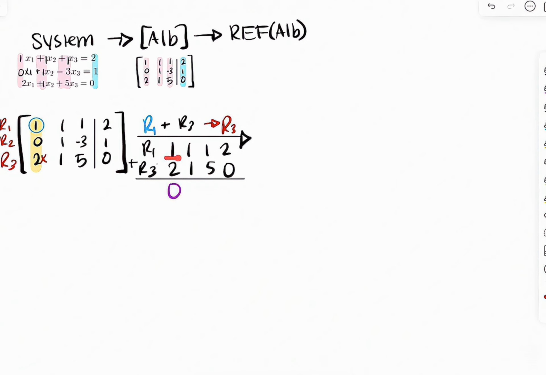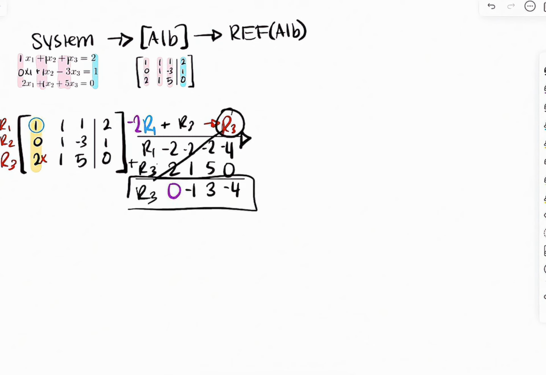But whatever I do to one entry, I have to do to the rest of them in that row, which is why this is going to end up being negative 2 times row 1. That's going to be negative 2, negative 2, negative 2, and then this is going to be negative 4. And then we add, so this is negative 2 plus 2, that's 0, just like we wanted it to be. This is going to be negative 1, this is going to be 3, and this is going to be negative 4. And then this goes here. This is going to be my new row 3.